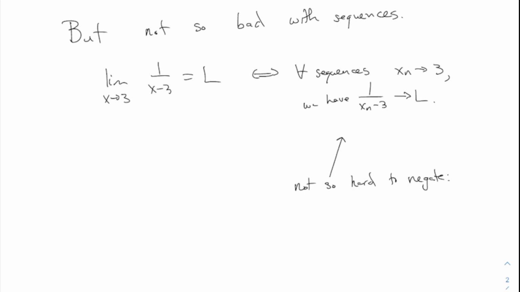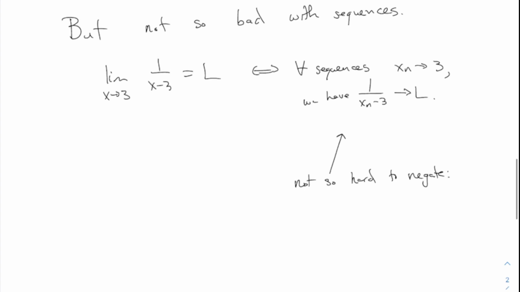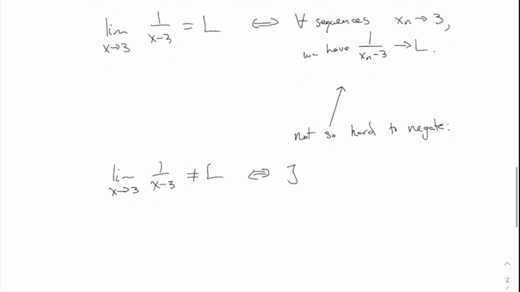The opposite, so it just says for all sequences that approach 3, that other thing approaches L. The opposite of that would be there exists some sequence which approaches 3, and the other thing does not approach L. That's the negation of that. So the opposite would mean, I would say, lim x goes to 3, 1 over x minus 3 does not equal L. This means, I'm writing the opposite now, there exists a sequence xn approaching 3 such that 1 over xn minus 3 does not approach L.